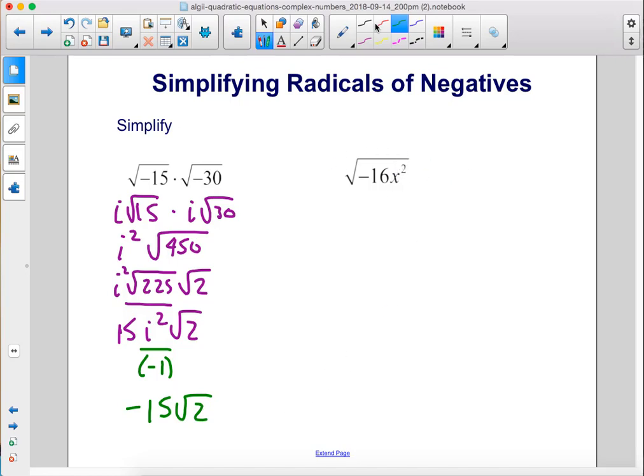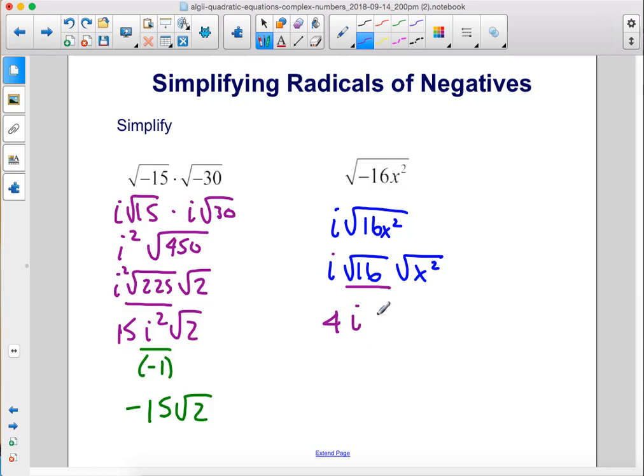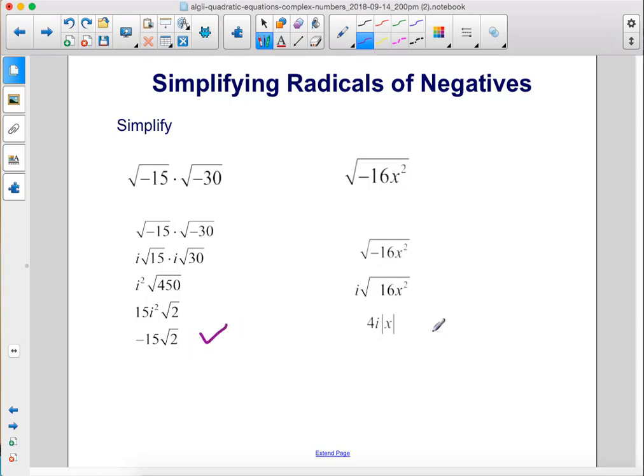All right, moving on, we have the square root of negative 16x squared. First thing I'll do is take out the negative sign. So we have i times the square root of 16x squared. That becomes the square root of 16 times the square root of x squared. The square root of 16 is 4, so that becomes 4 times i times the square root of x squared. The square root of x squared is the absolute value of x, so we have 4 times i times the absolute value of x. Negative 15 times the square root of 2, and 4i times the absolute value of x.